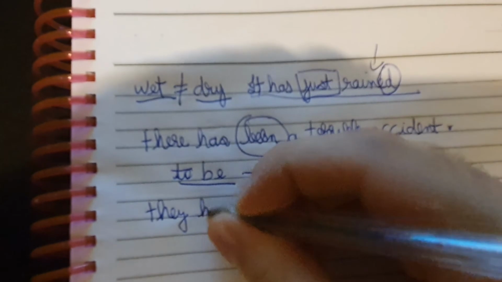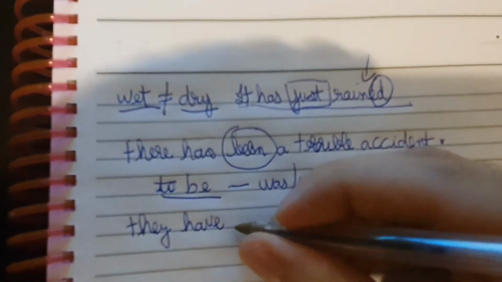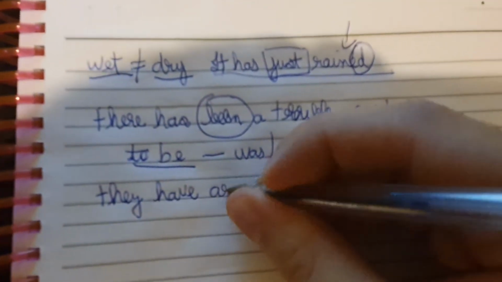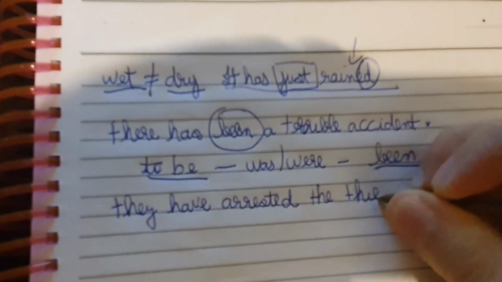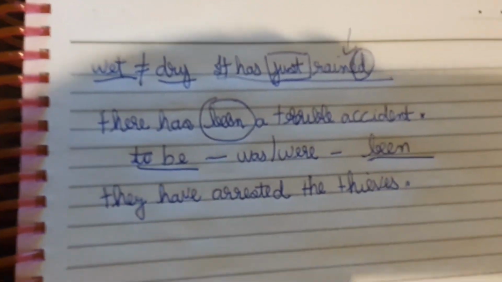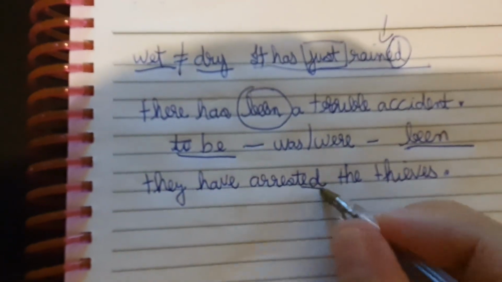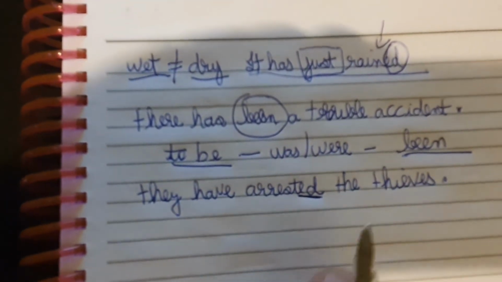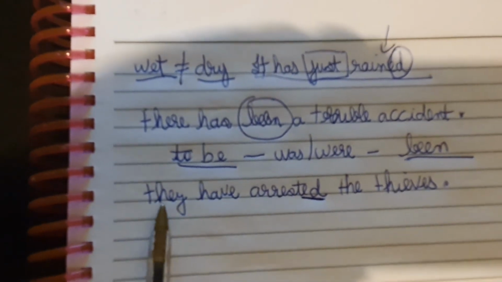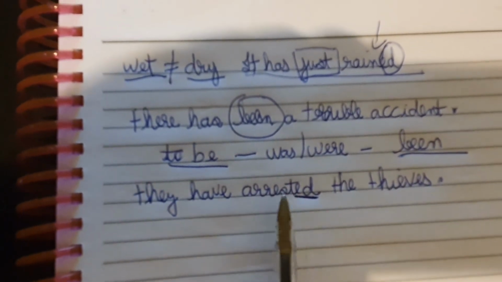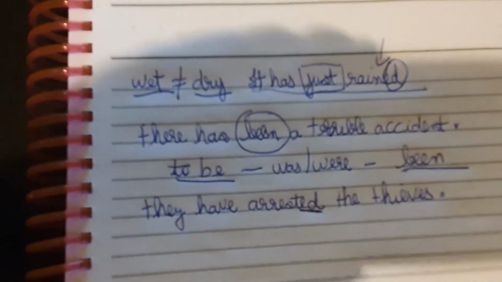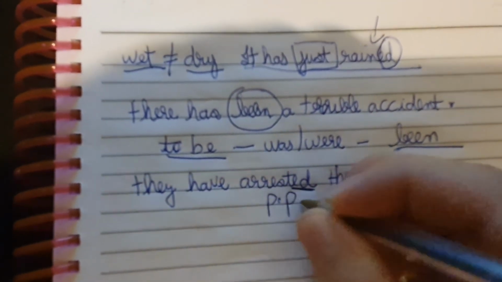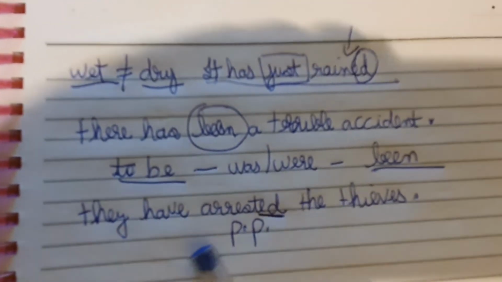They have arrested the thieves. It's the same situation. I want to give a new information, and the verb to arrest is regular as well. And we have the structure have plus the main verb followed by ed, but this verb is in the past participle. Okay? All right. So we have finished this section.